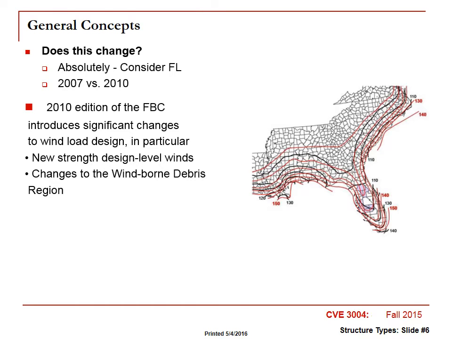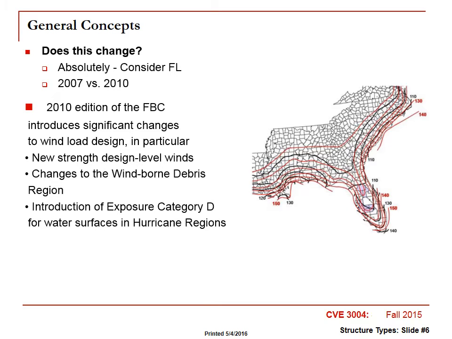What's happened over these 3 years is that there have been significant changes, because the design level wind speeds are now strength based. There have also been changes in exposure categories and changes to windborne debris regions, but again, just on a superficial view of things, you can see how things have changed in 3 years.